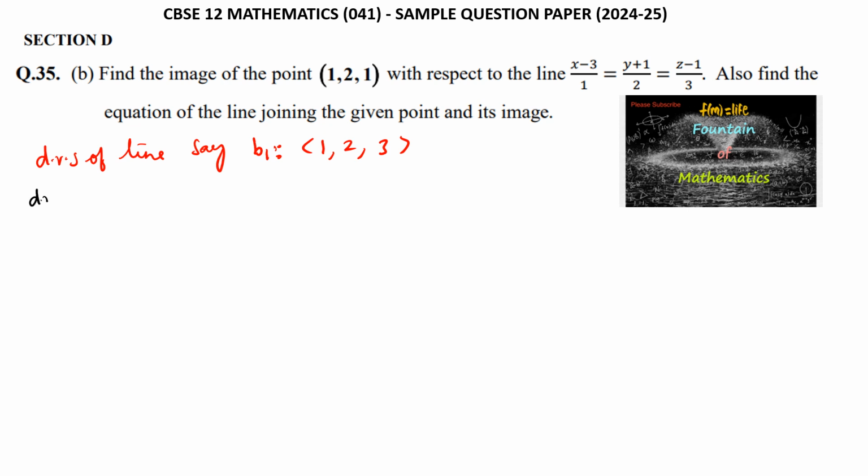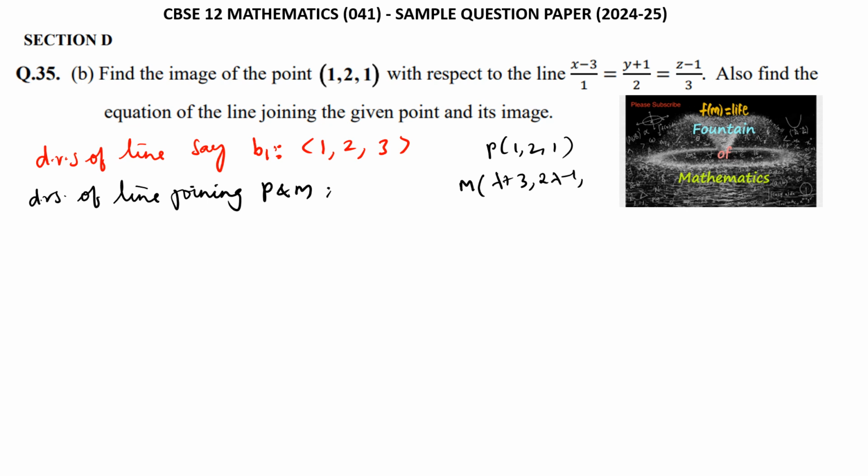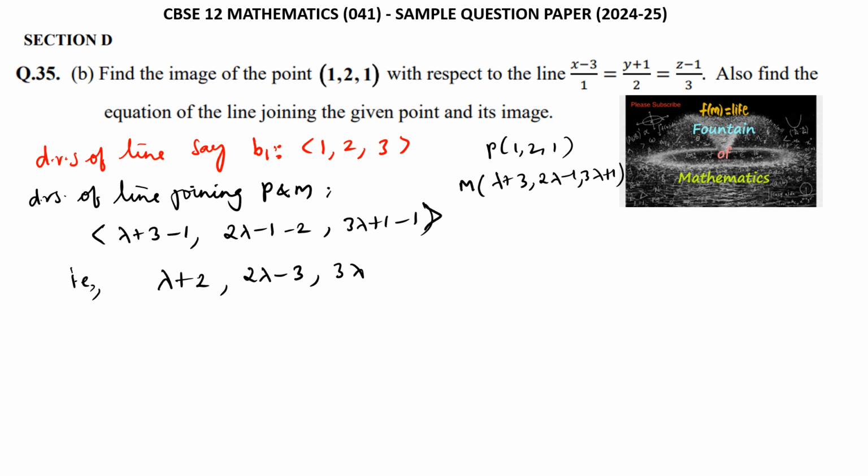Let's find the direction ratios of the line joining P and M. So point P is 1 comma 2 comma 1 and point M is lambda plus 3 comma 2 lambda minus 1 comma 3 lambda plus 1. So the direction ratios can be taken as lambda plus 3 minus 1, 2 lambda minus 1 minus 2 and 3 lambda plus 1 minus 1. We know that the direction ratios are x2 minus x1, y2 minus y1 and z2 minus z1. That is lambda plus 2 comma 2 lambda minus 3 comma 3 lambda.